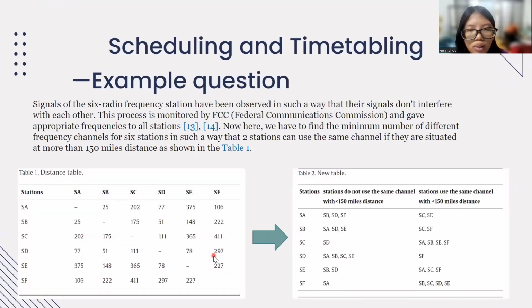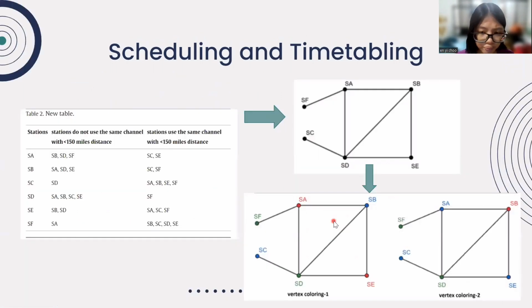So next, I move to the third question, which is scheduling and timetabling. Here, we have the signals of 6 radio frequency stations, and we cannot have the same channel because the signals would interfere with one another. So we move from this distance table into a table showing which stations cannot interfere with one another. For example, stations that cannot use the same channel with less than 150 distance are SB, SD, and SM. This is the point we take in order to know the connections between them. So this is when we start to draw the graph.